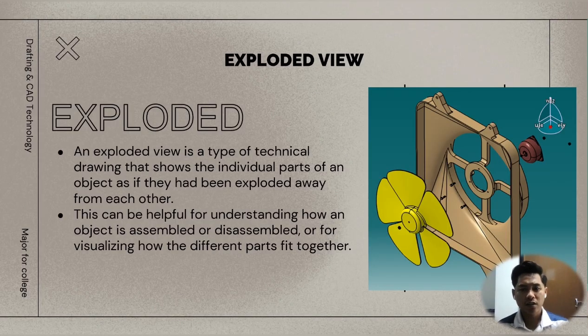Okay, so what is the exploded view? An exploded view is a type of technical drawing that shows the individual parts of an object as if they had been exploded away from each other, while the product is being assembled or disassembled. We arrange it one by one, piece by piece. So this can be helpful for understanding how an object is assembled or disassembled, or for visualizing how the different parts fit together.